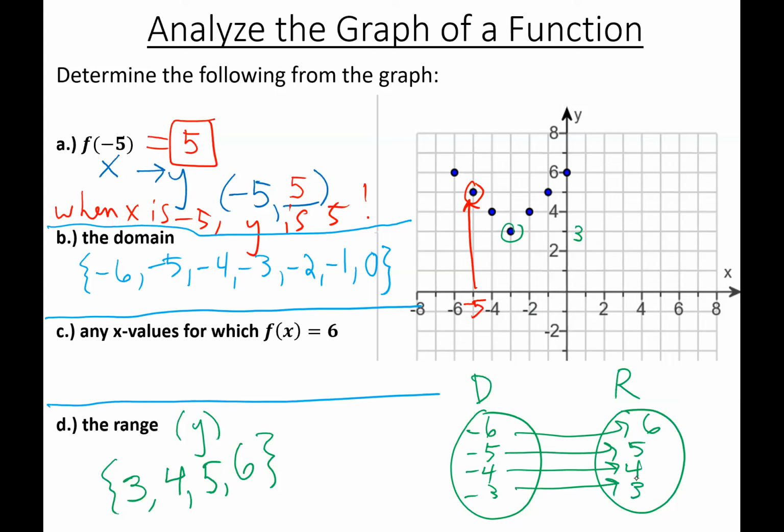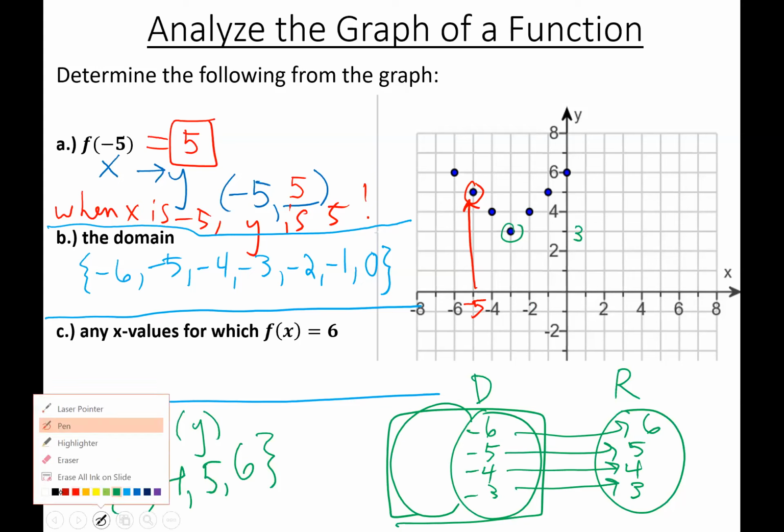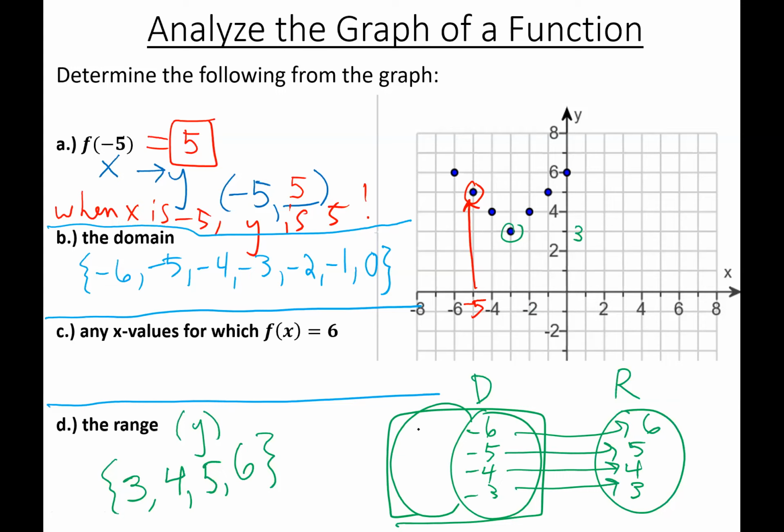And then the pattern breaks. Okay, I'm out of space here, adding on to the domain. Let's change the color so we can see it a little more clearly here. Okay, -2. This point right here. The y coordinate is 4. So -4 goes to 4, but -2 also goes to 4.